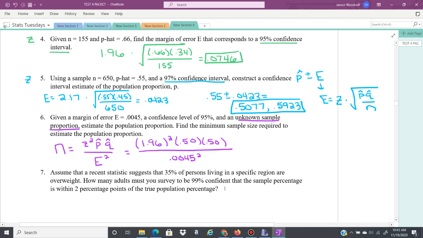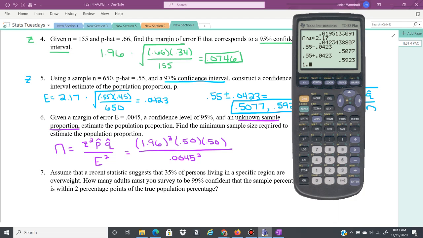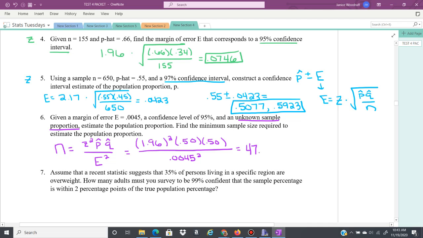And then we're going to do this calculation here. So you're going to do 1.96 squared times 0.5 times 0.5. And then you're going to divide that by 0.0045 squared. So that's going to be 47,420. We always want to round up, because you want to make sure you have just enough. So you'll always round up in these. So 47,428 would be the minimum sample size to produce this margin of error.